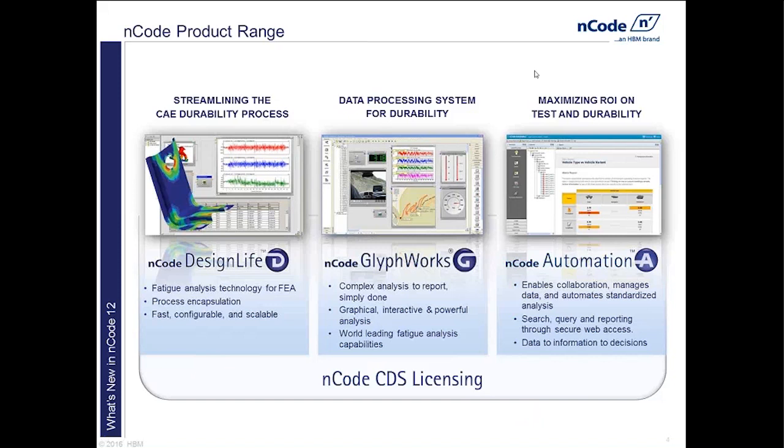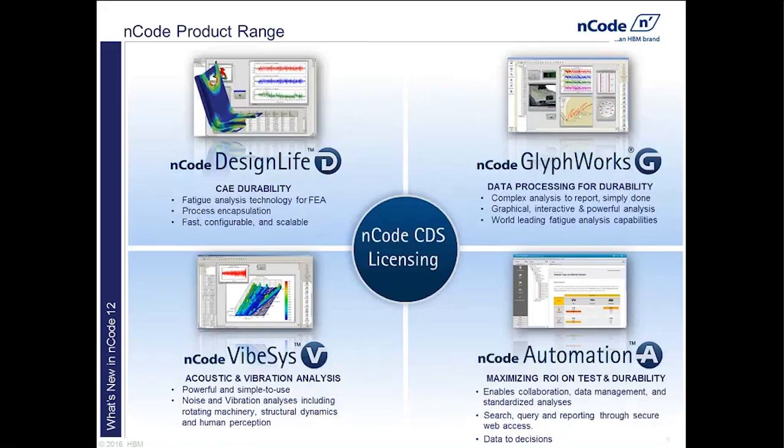So our main three products are nCode, DesignLife, GlyphWorks and Automation, and today I'm going to be talking about a couple of general issues that affect all the products, and then in more detail on the new updates in DesignLife and GlyphWorks. One of the new changes at version 12 is the introduction of a fourth product, nCode VibeSys.